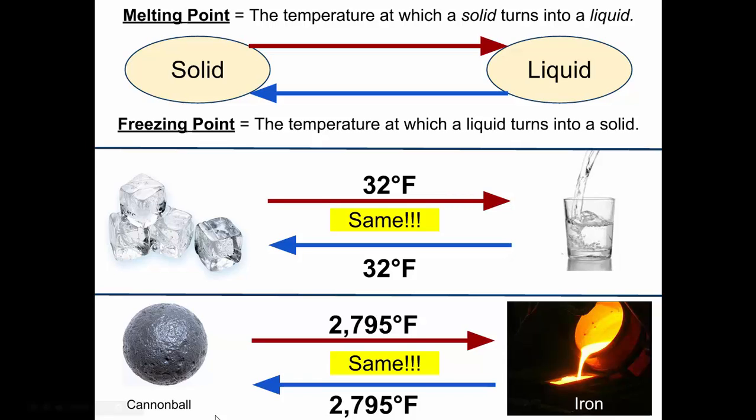We can do the same thing with iron. Solid iron, like in this cannonball, if we were to increase the temperature to 2,795 degrees Fahrenheit, we get liquid iron. With this liquid iron, once it starts to cool, and it reaches 2,795 degrees Fahrenheit, it starts to turn into a solid. So that's its freezing point.